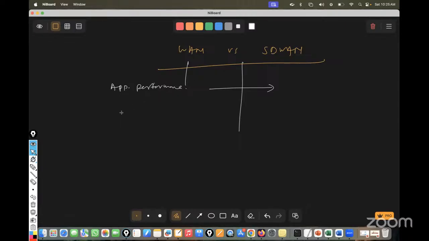If I talk about security, it was not available in your WAN. This is zero. You always have to integrate a third-party firewall like an ASA firewall, a Palo Alto firewall, a FortiGate firewall, or a Checkpoint firewall. But in SD-WAN, you have inbuilt security.